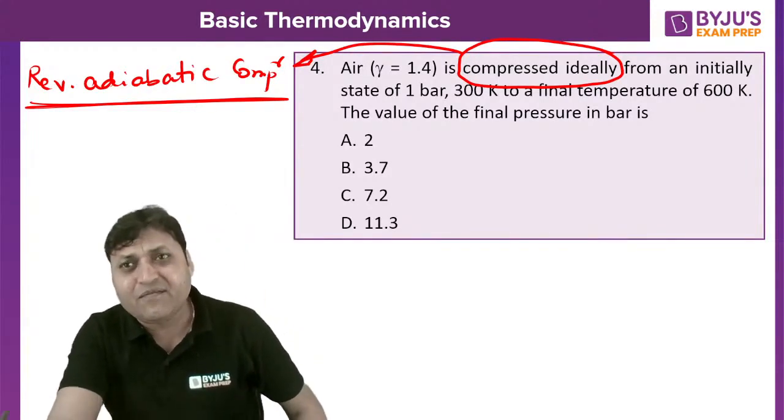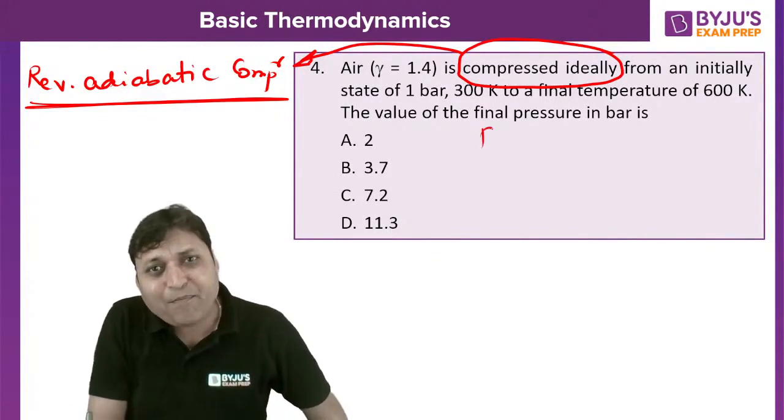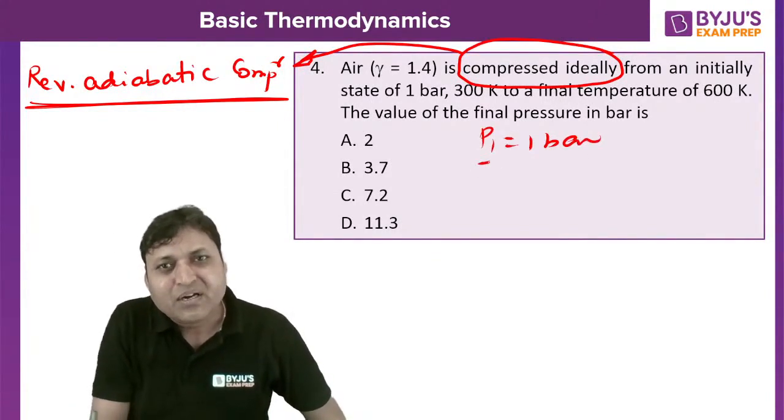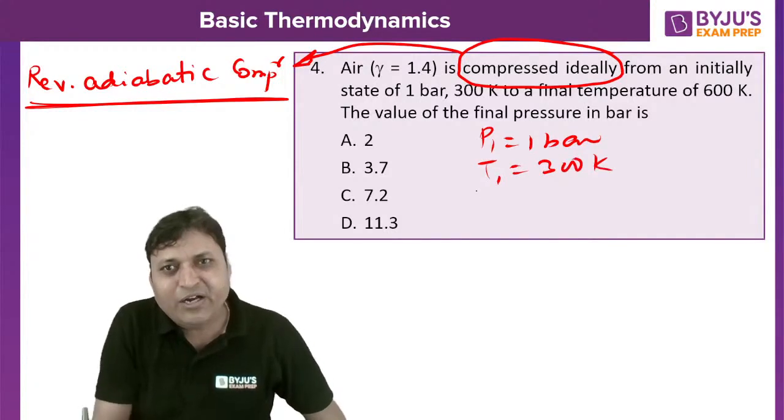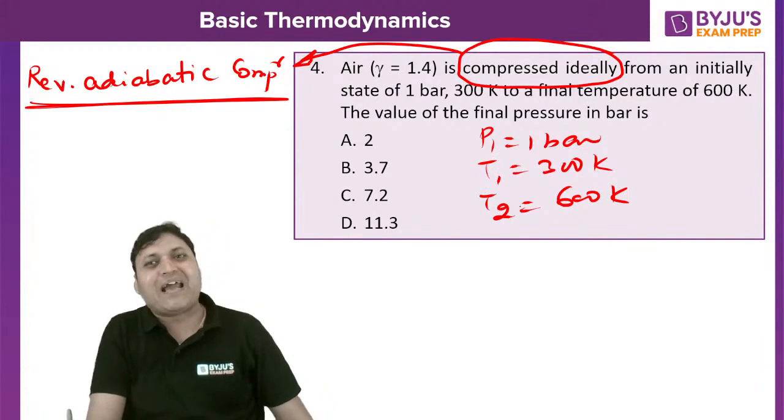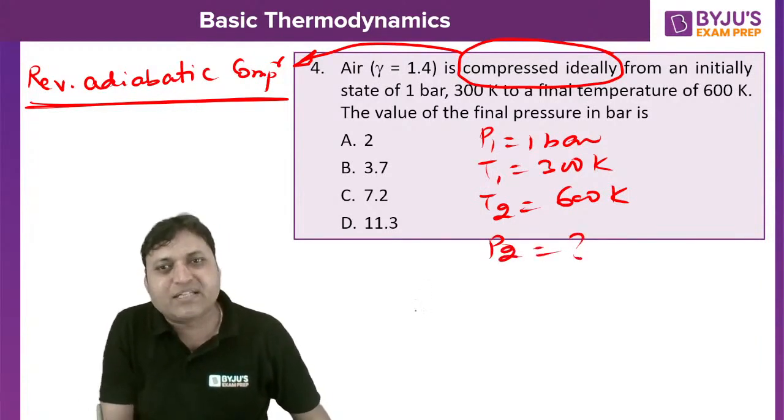What is the correct answer? From an initial state of P1 equal to 1 bar, T1 equal to 300 Kelvin, to a final temperature of 600 Kelvin, what is the value of the final pressure? Very simple. What is the value of P2?